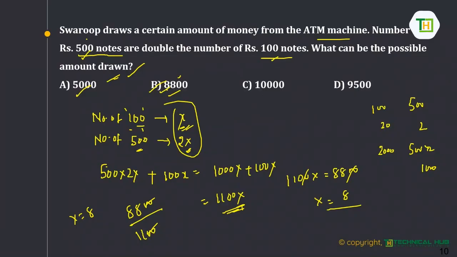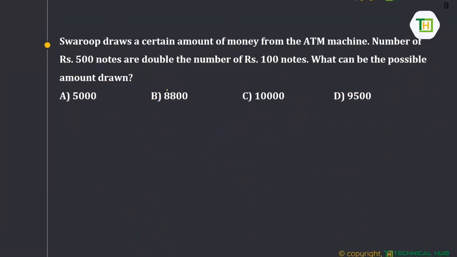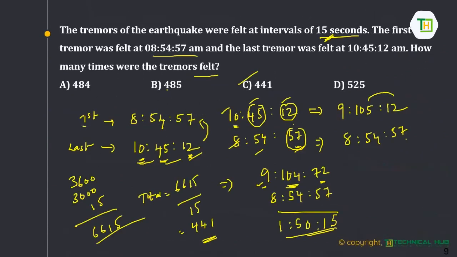Yes, the previous question: is there any other method to calculate it? There is no other method. You need not compulsorily take the difference between the two times. Here 8 and 10 are both different, and 54 and 45. Two of these indicate hours, two indicate minutes, and two indicate seconds. That's why I have to convert from the higher to the lesser value. So there is no other method.